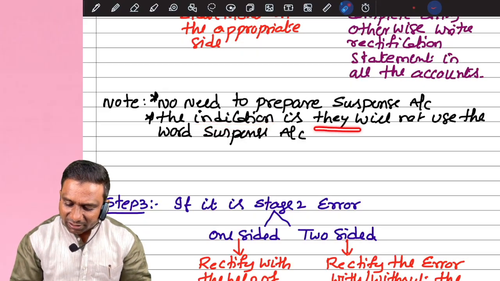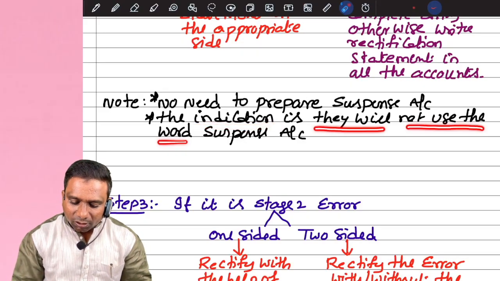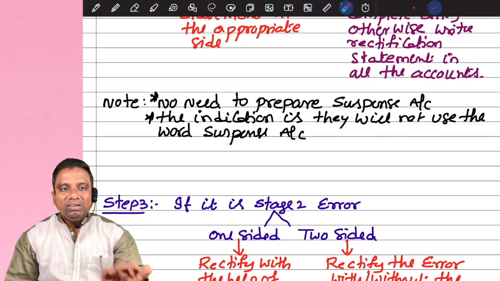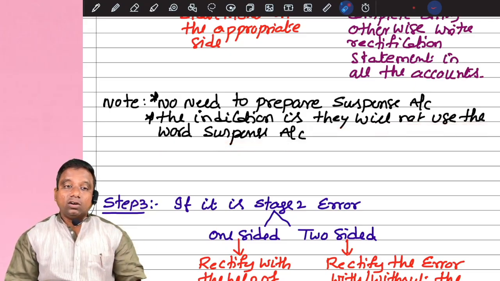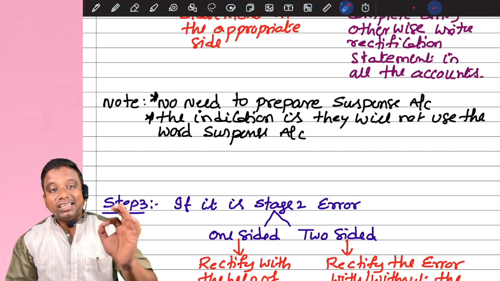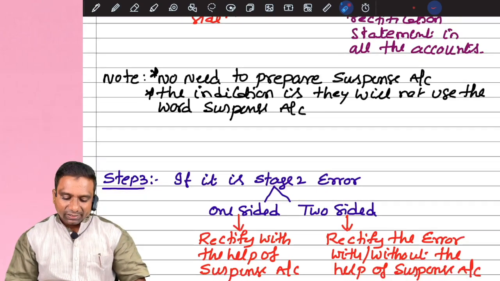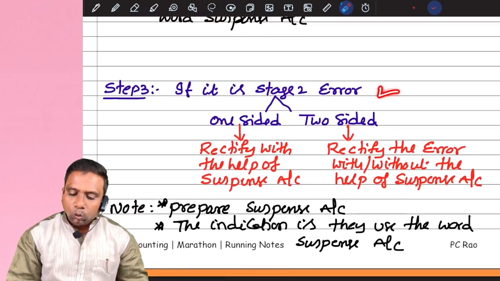The indication is they will not use the word suspense account. In that case it is stage 1 rectification. Next, suppose it is stage 2 rectification.